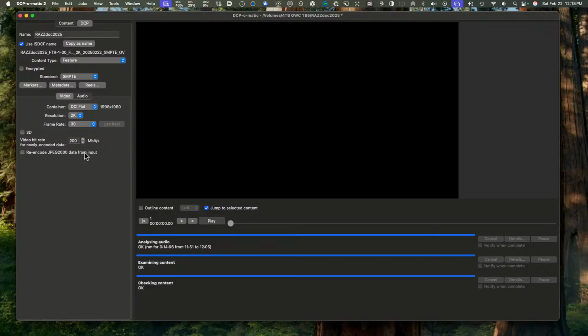So there's a couple of settings you should know about. This is the DCP package. This is the name that they use. I'm not sure why it's so complex, but it is. So one of the things you want to make sure is DCP flat, 1920 by 1080, resolution 2K, not 4K. Frames per second: I converted it to 30 frames per second because DCP-O-Matic does not have 29.97.